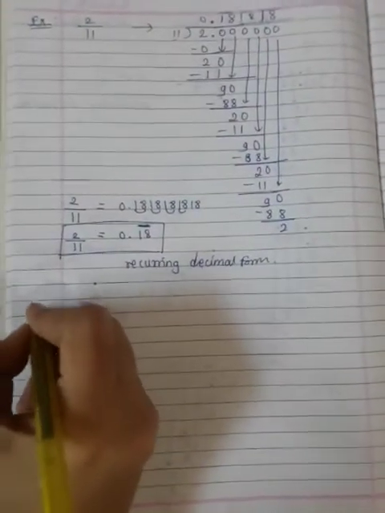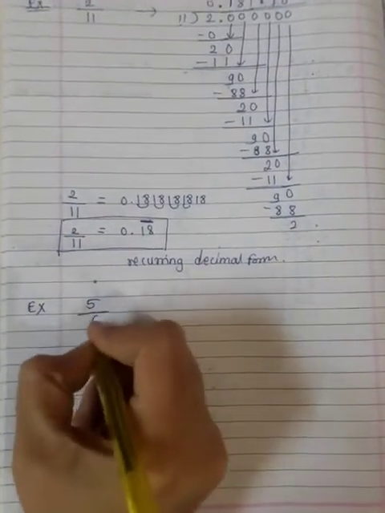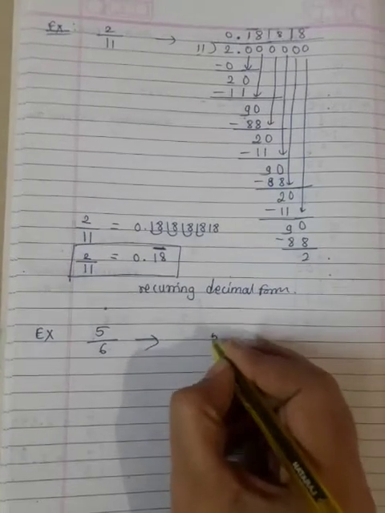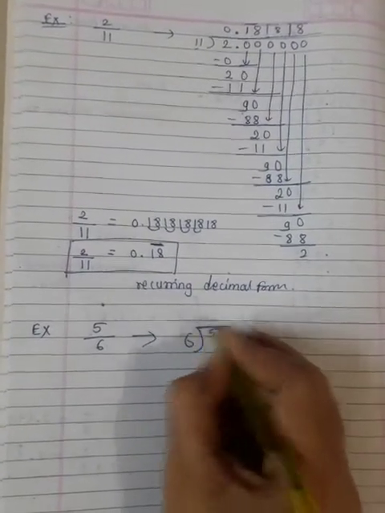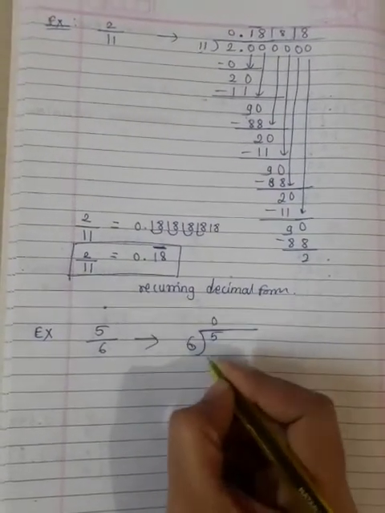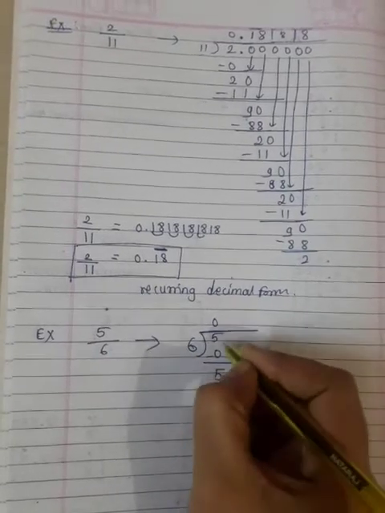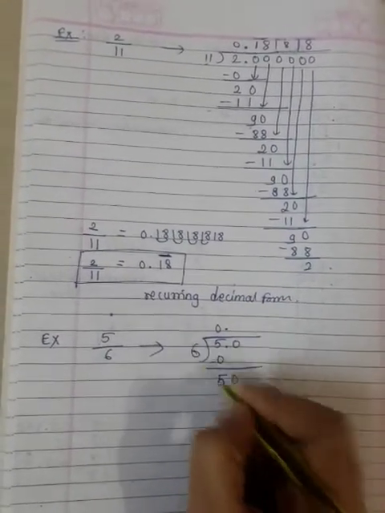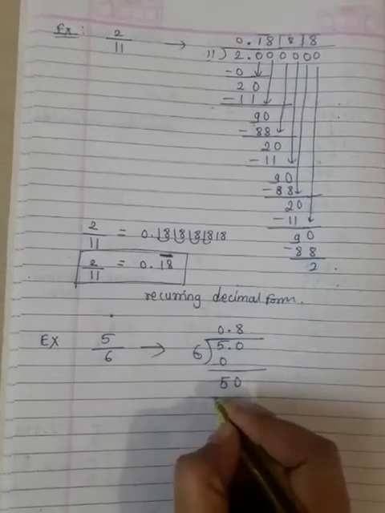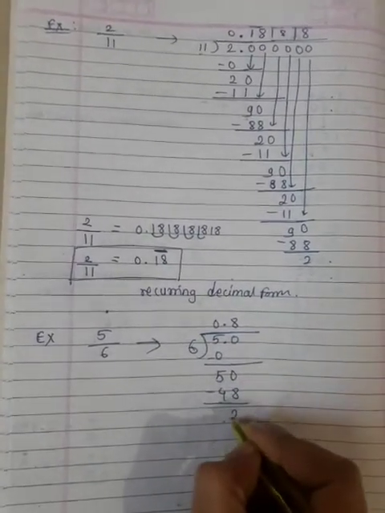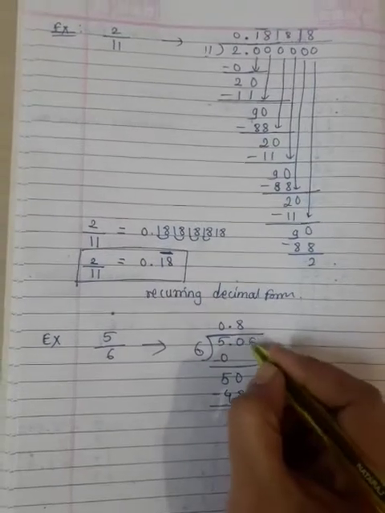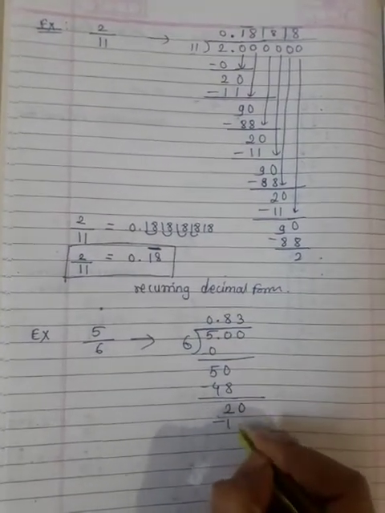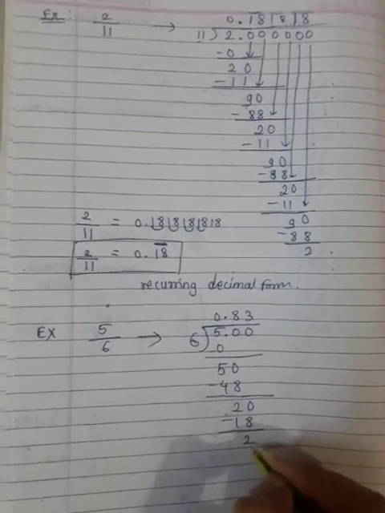See one more example. Write the rational number 5 by 6 in decimal form. First divide 5 by 6. We know 6 into 0; put a decimal point and add zeros. Now 6 8s are 48, remainder is 2. Again 2 is not divisible by 6, so add zeros. So again we get 6 3s are 18, remainder is 2.